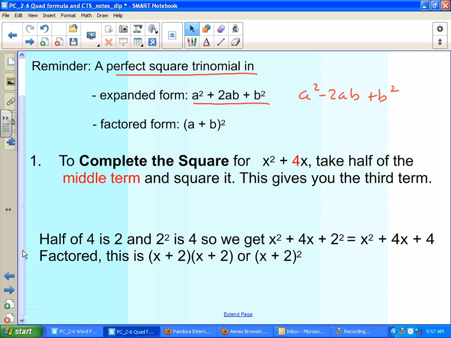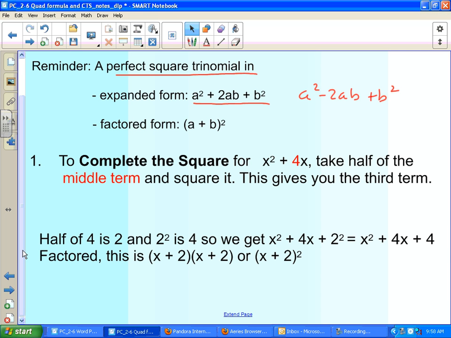Before we get into them, though, let's practice finding out what this number would have to be, this magical constant c value that I'd have to stick at the end of the x squared and the x term so that I can do a factoring thing. That's what we're going to do with these first couple of problems: find out what that last number would have to be.